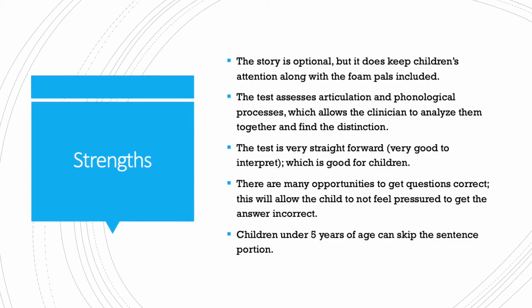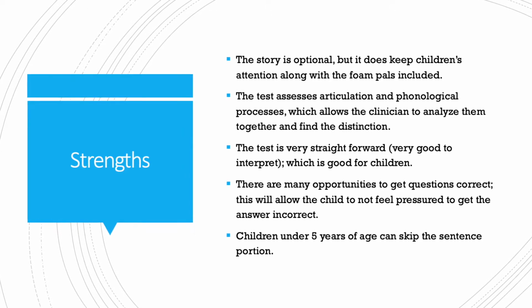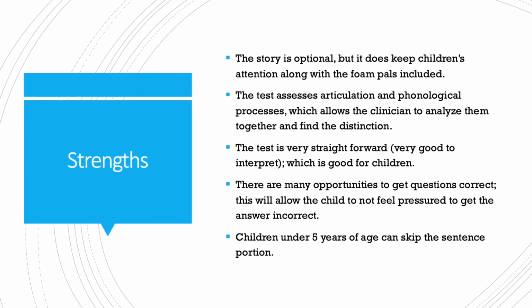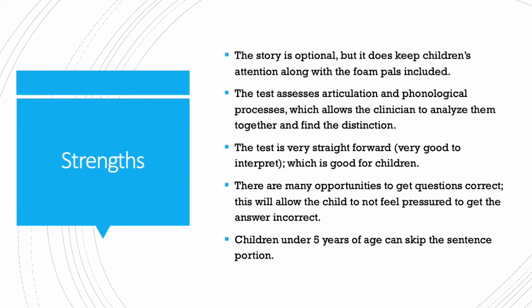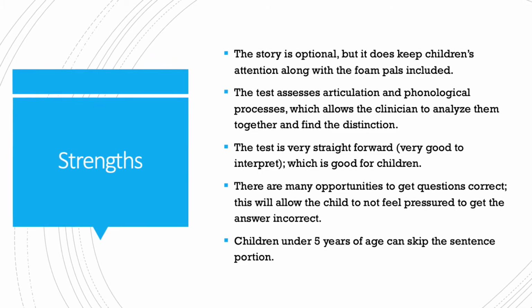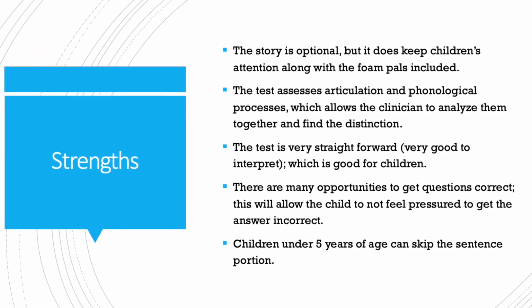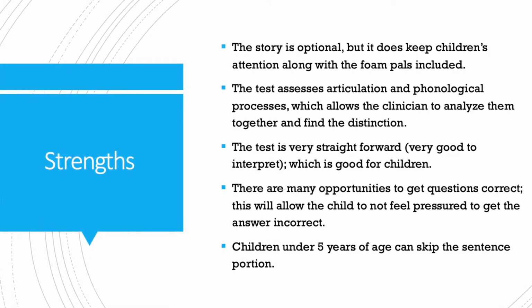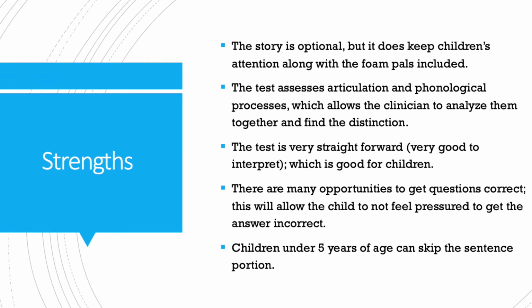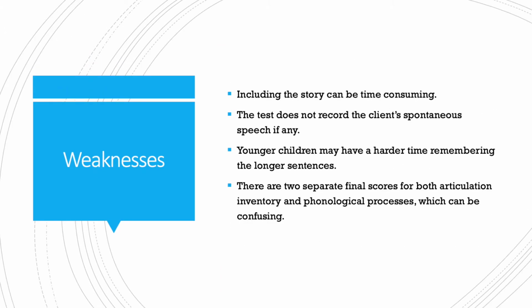Some strengths of this test are that the story is optional, but it keeps the children's attention along with the phone pals included. The test assesses articulation and phonological processes, which allows the clinician to analyze them together and find the distinction. The test is very straightforward, which is good for children. There are many opportunities to get questions correct. This will allow the child not to feel pressured to get the answer incorrect. Children under 5 years of age can skip the sentence portion.